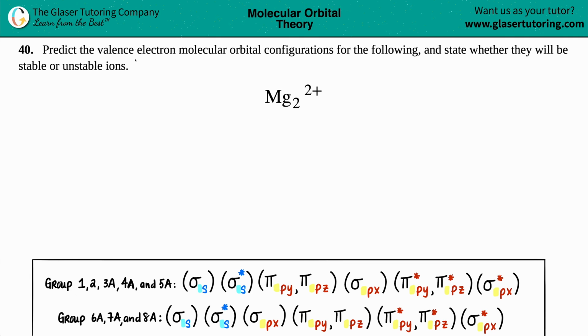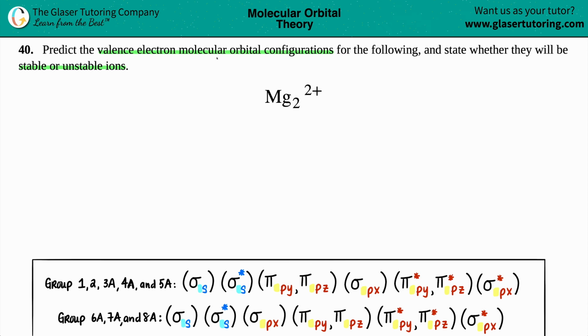Number 40. Predict the valence electron molecular orbital configurations for the following and state whether they will be stable or unstable ions. Okay, and in this case we have Mg2 with a 2+ charge. So we're trying to basically make a diatomic molecule of 2 magnesiums with a +2 charge. And let's see what's going to happen.